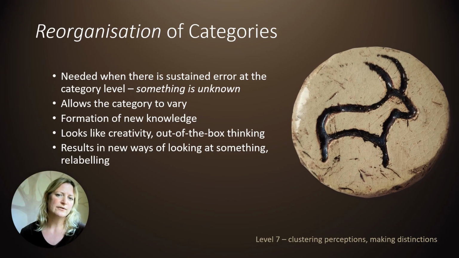Reorganization at this category level is needed when there is sustained error, and this will look like a current perception is unknown. Reorganization allows the category perceptions to vary, and this is the formation of new knowledge. Reorganization at this level looks like creativity. It is in a broader sense out-of-the-box thinking, relabeling. It results in seeing something in a new way.